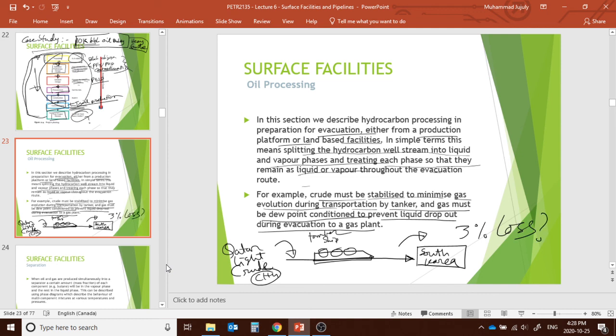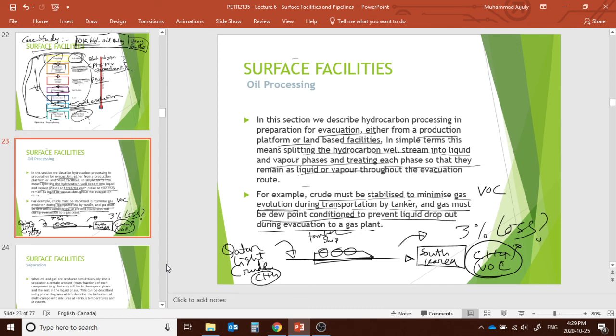And why? Because the methane was released, or what is called VOC, volatile organic compounds. That means methane, ethane, propane, butane. Due to the release of VOCs, they have a 3% loss in each trip, which is very, very high. So that is a big challenge for them. That's why minimizing the gas evolution, or the VOC, is very important.